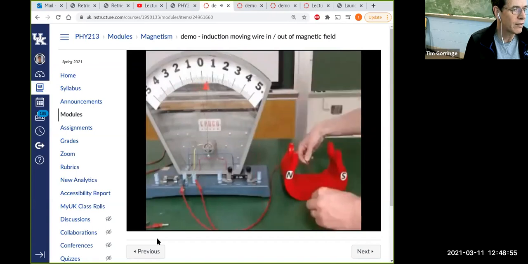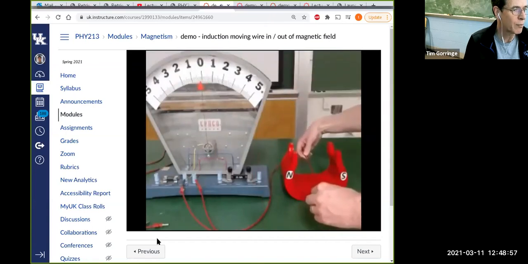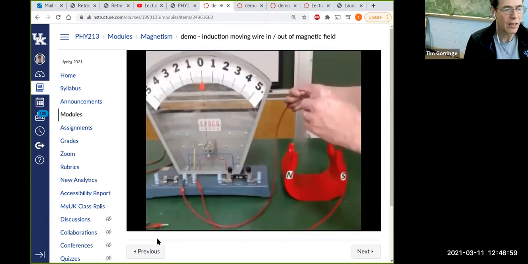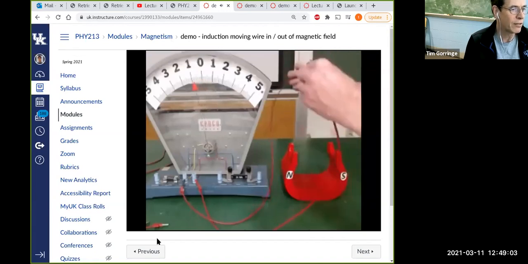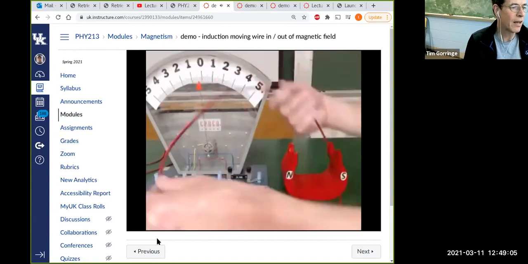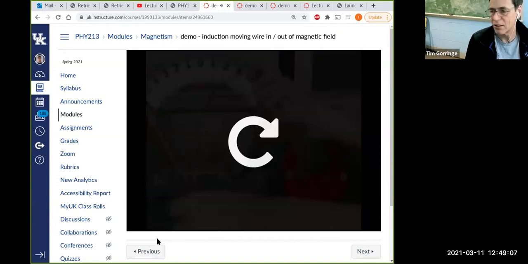As I push it in, the needle deflects one way. As I pull it out, the needle deflects the other way. Push it in, deflects to the right. Pull it out, it deflects to the left. That's exactly like Faraday's experiment. That is an incredible phenomenon, incredible effect. And as I say, and we'll learn this in the next class, it's the heart of our modern lifestyle. So we should thank Faraday and thank Henry for that.